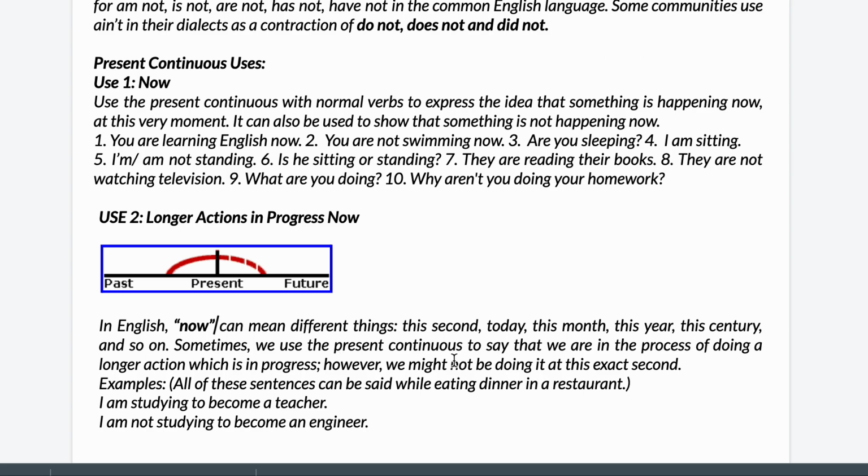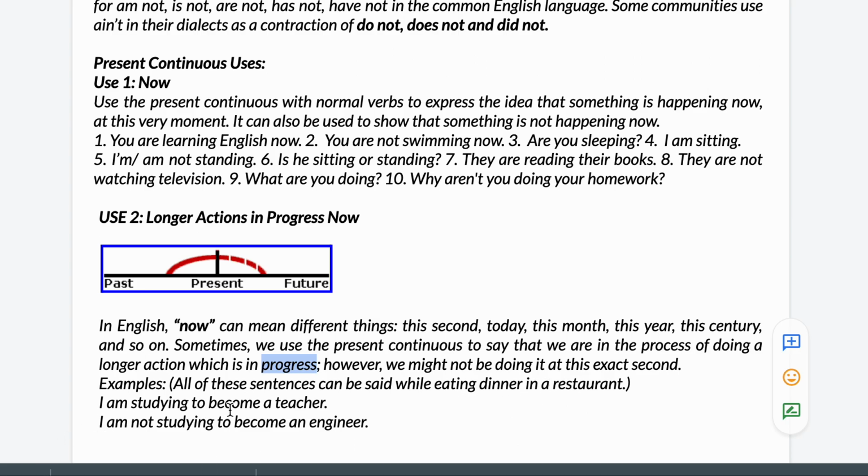We use the present continuous to say that we are in the process of doing a longer action which is in progress, something which is happening right now, or something which is going on. However, we might not be doing it at this exact second. It means we're talking about something which is going on, but it doesn't mean that right now we're doing it. I'll give you examples. All of these sentences can be said while eating dinner in a restaurant.